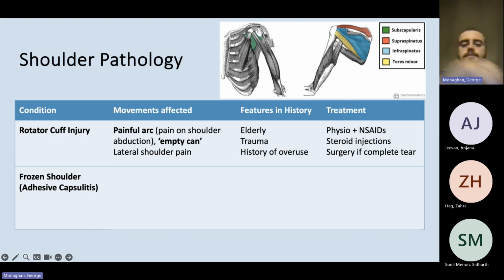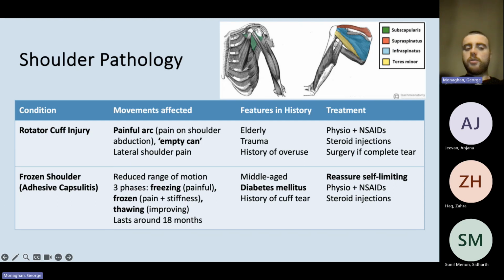An empty can sign. So you hold your hand upside down, apply some slight pressure to the patient, and try and resist your pressure. And some lateral shoulder pain as well. Features in the history: elderly, trauma, or history of overuse. Treatments: physio and NSAIDs, which is most muscular problems in ortho, steroid injections, and then surgery if you've completely torn the muscle during that high impact exercise, for example.